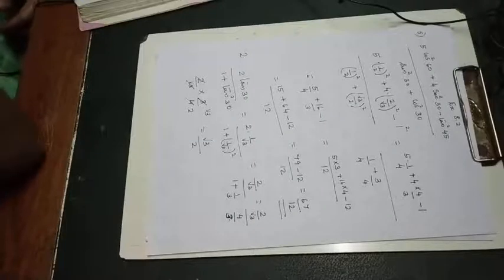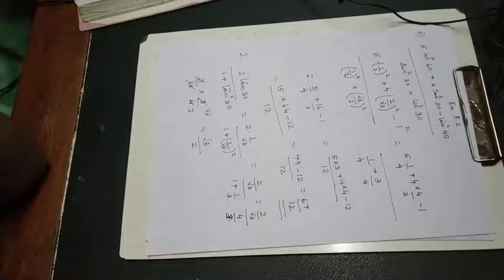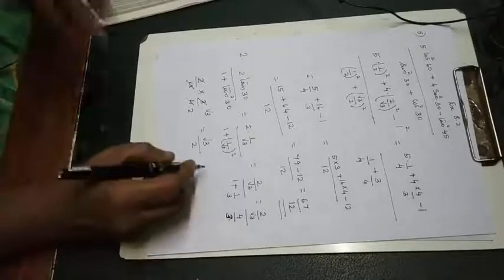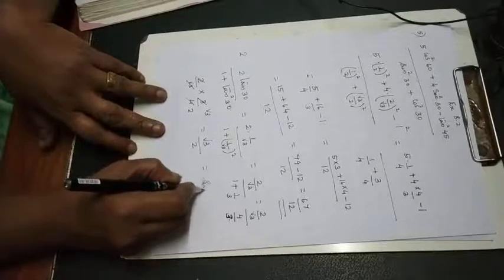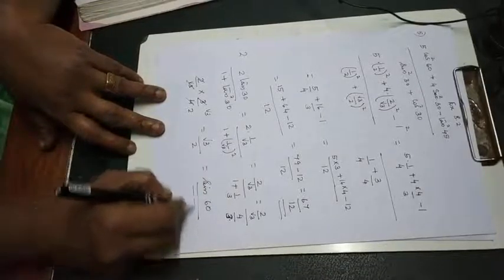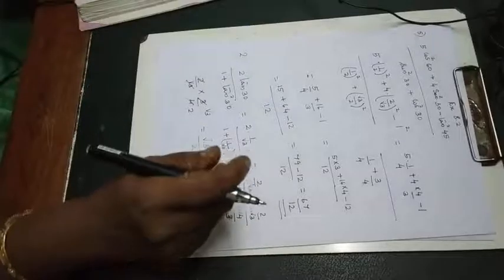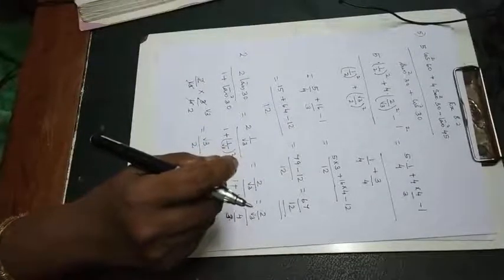What is root 3 by 2? That is in the given option, that is sin 60. So sin 60 you can write. Sin 60 value is root 3 by 2.